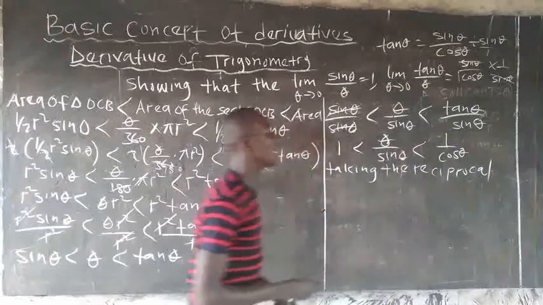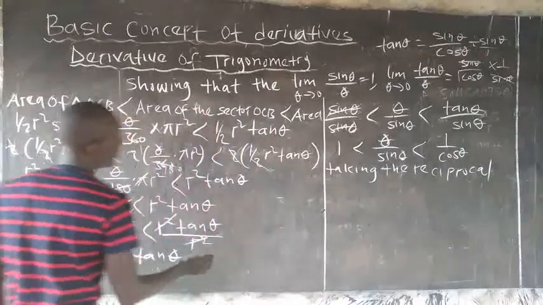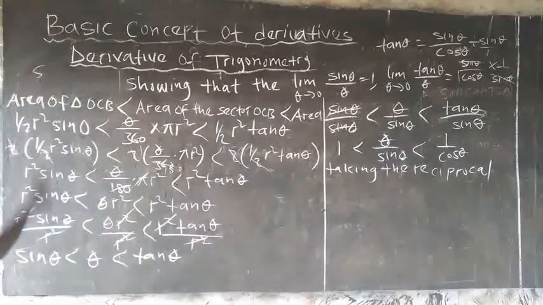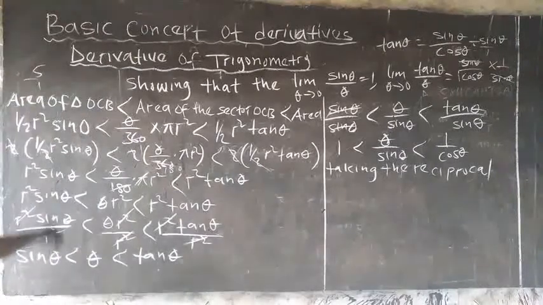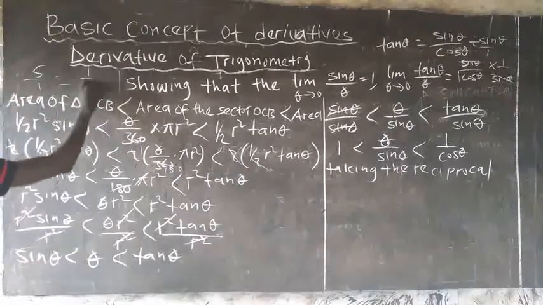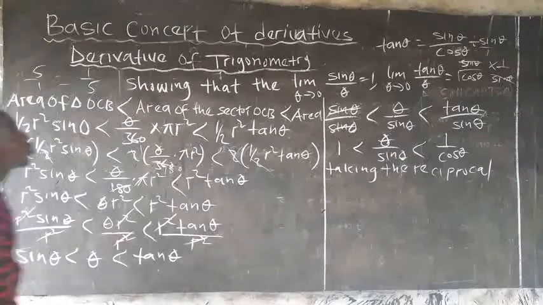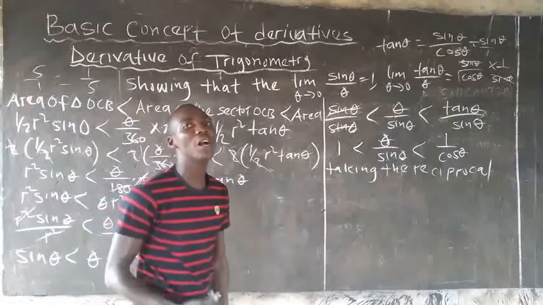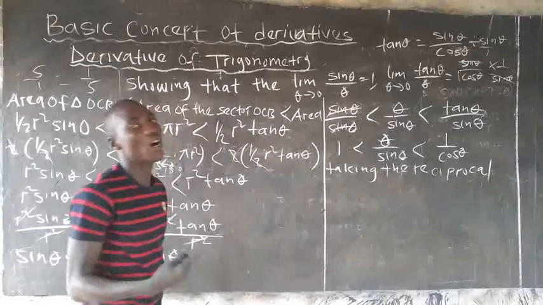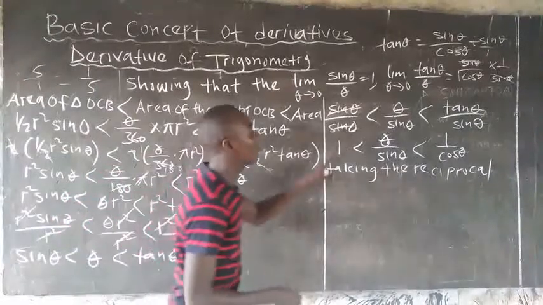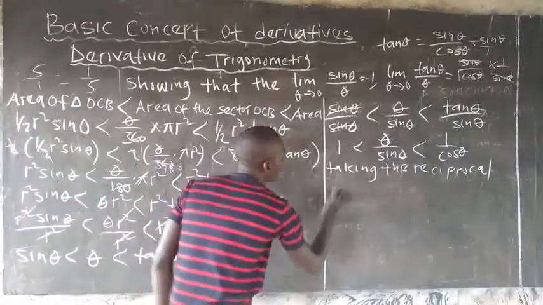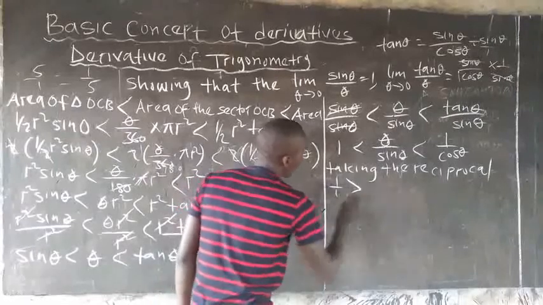When we say reciprocal, when we have 5 and we have to take the reciprocal of 5, it means it will be 1 all over 5. So when we have 6 and we have to take the reciprocal of 6, it will be 1 all over 6. So if we take the reciprocal, this one will still be 1 all over 1 greater than.